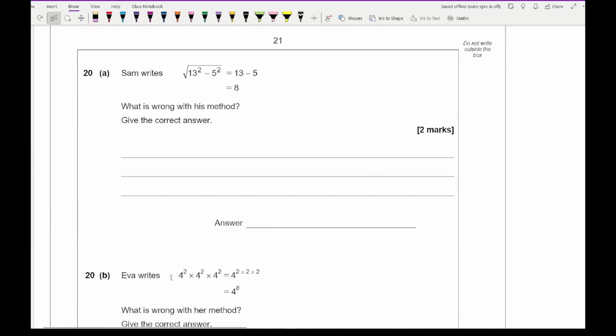Moving on to question 20, it says Sam writes the square root of 13 squared minus 5 squared is equal to 13 minus 5 equals 8. What is wrong with his method? Where he's made his error is that he has square rooted before he has squared. So what he needs to do is work out 13 squared minus 5 squared first and then square root.